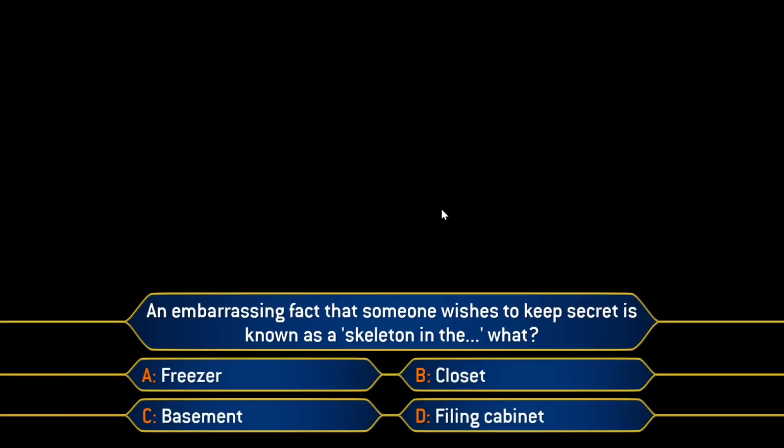An embarrassing fact that someone wishes to keep secret is known as a skeleton in the freezer, closet, basement, or filing cabinet. I believe that would be closet. Hope I'm right. And I am, yes.